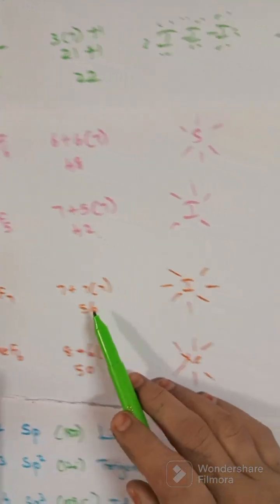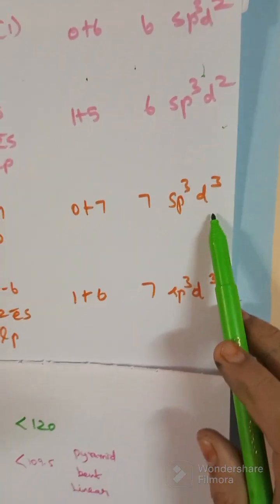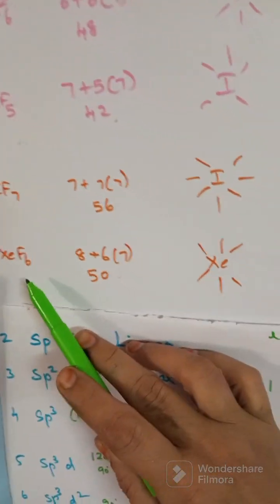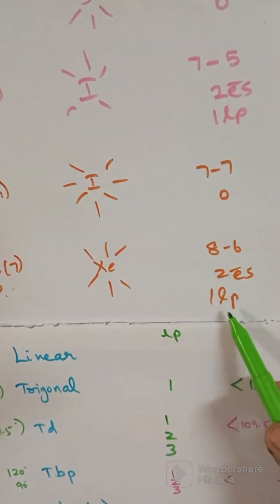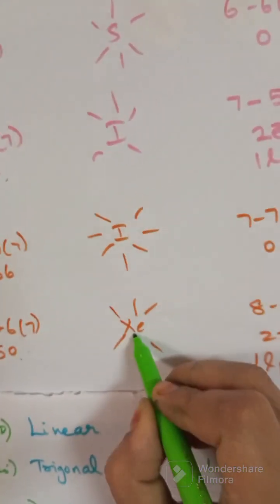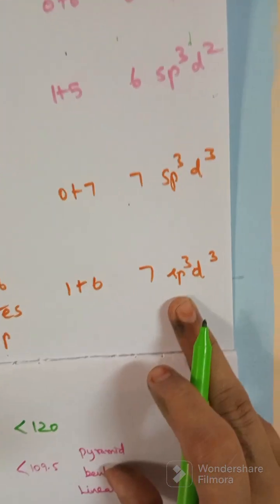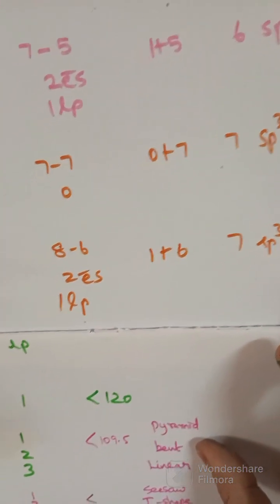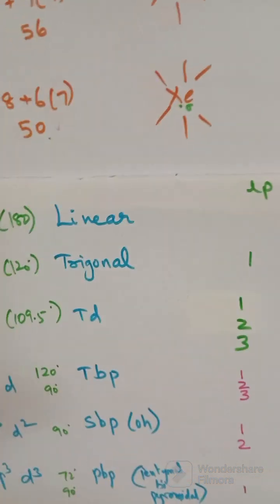In IF7 also, we get the hybridization as sp3d3. The hybridization number is 7. For XeF6 also, there are 50 electrons. So 1 lone pair, which means there is 1 lone pair on xenon. If you calculate, it will be correct. So the number is 7, sp3d3. So these magic numbers will decide the hybridization in the molecule.